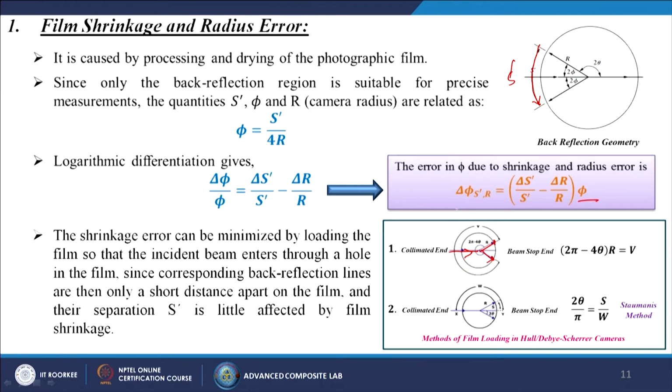So, if we are going to calculate the V value, generally it is 2 pi minus 4 theta, into r, which is the radius, is equal to V. And in this particular case, when you are going to calculate this W value, generally 2 theta by pi is equal to S by W, which is nothing but the Stokes method that we generally use for calculation.